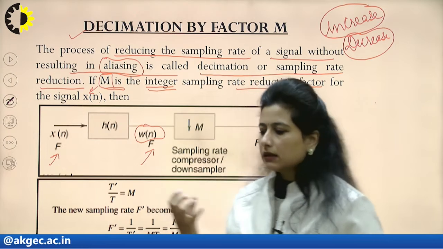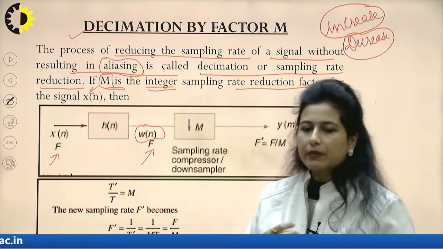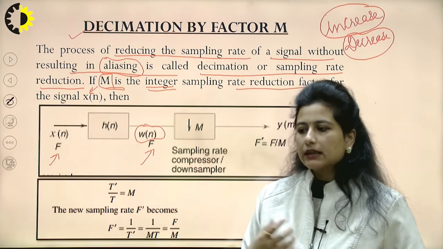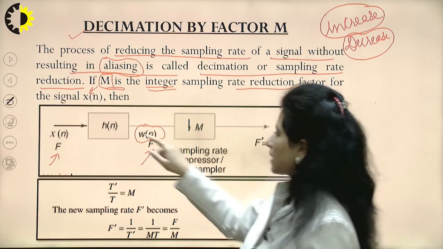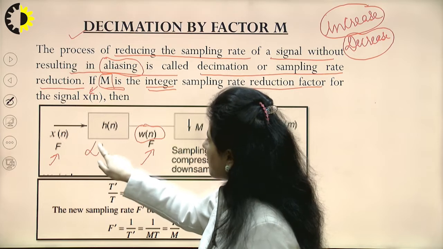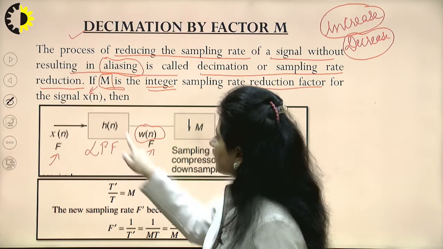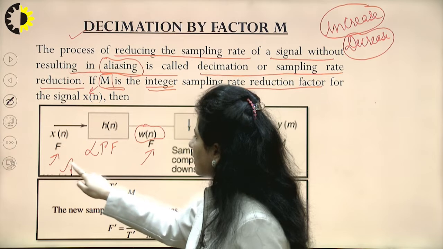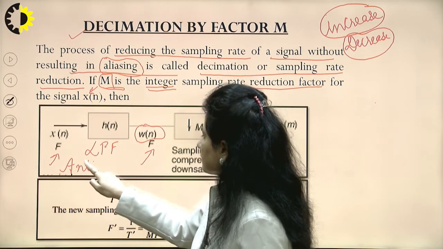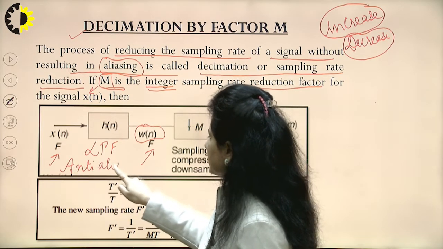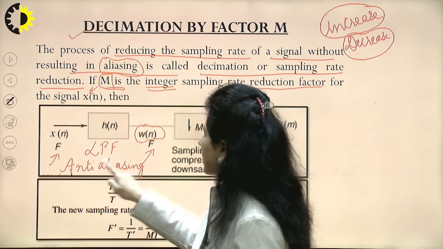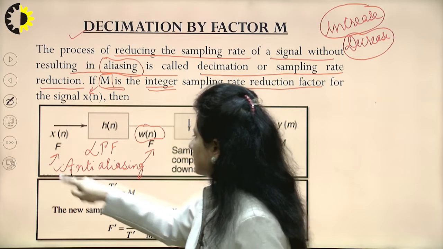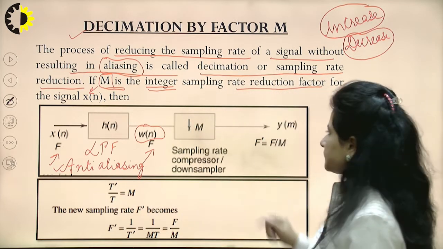That means the high frequency would be overlapping with the lower frequency, and the envelope or the output that I am receiving would be distorted. So this is my low pass filter, and this low pass filter is also called the anti-aliasing filter. This is a necessary requirement whenever I am implementing this process of decimation.